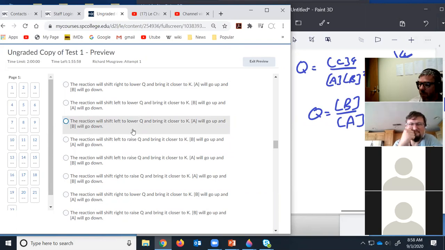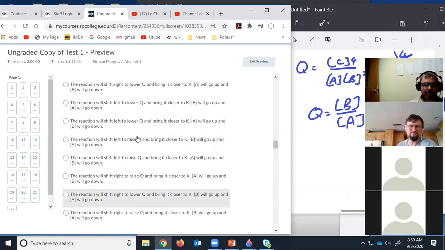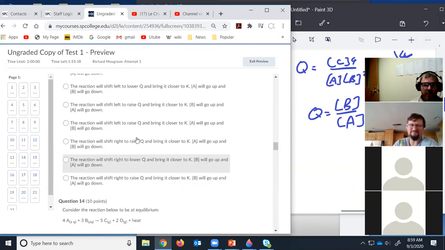A will go, so it's this one here, isn't it? I think so. Yeah, so the reaction will shift left to lower Q, bring it close to K. A will go up and B will go down. So you have to figure out which one it is of those. All right. For that one, it was the one I just pointed out.